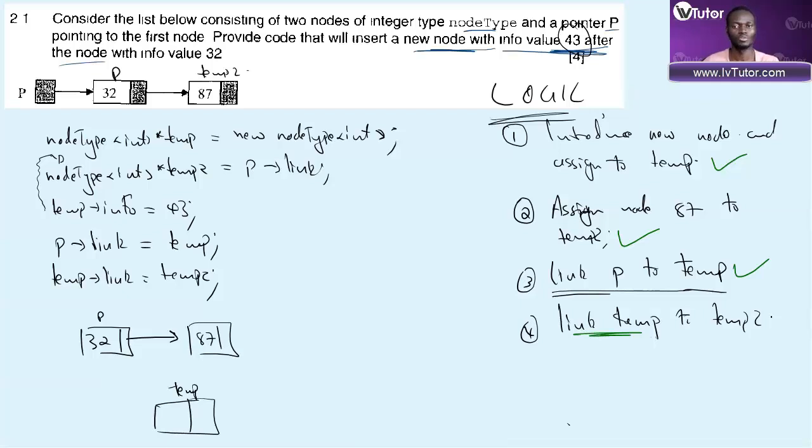Line number 2, introduce a new pointer temp2 and move it to p.link, which means temp2 is now here, done. Temp.info equals 43, okay, I'll make this 43, done. P.link equals temp. P.link, you're linking node, which means you're saying this link is now here, done. Temp.link equals temp2, so temp is now there, which means we've introduced a new node, and now we've got 3 nodes, 32, 43, 87.